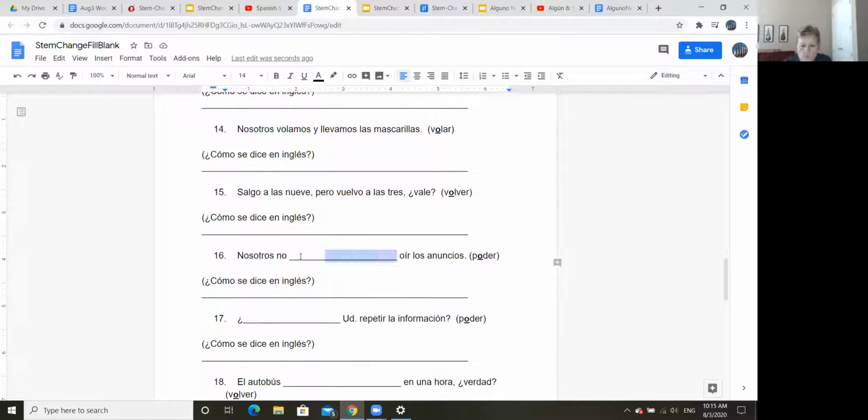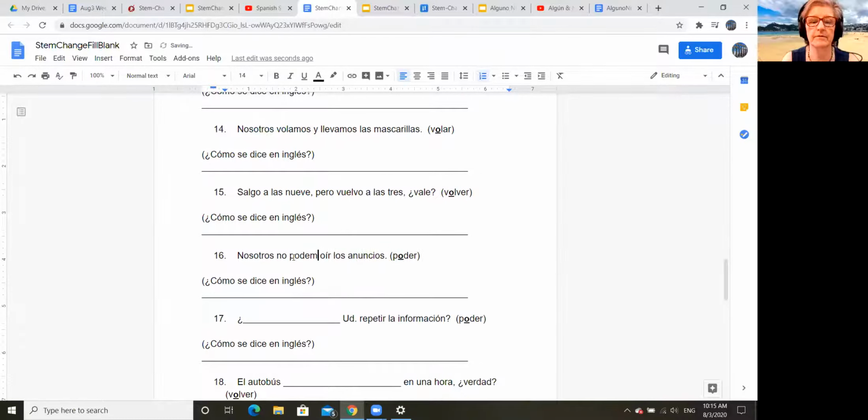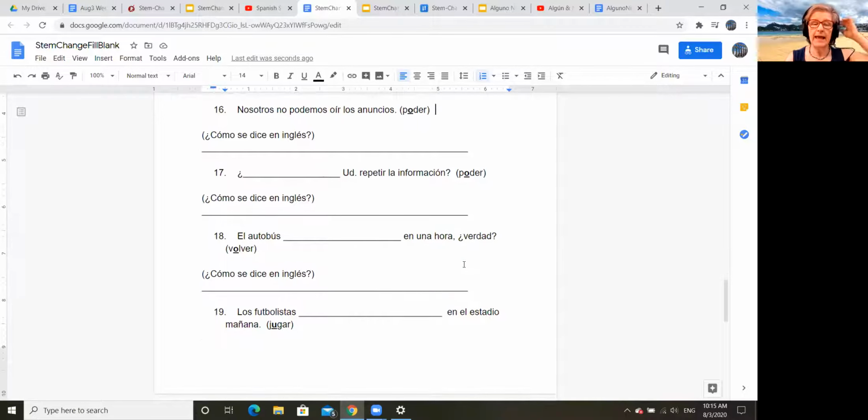Nosotros no podemos oír los anuncios. Exactly. We cannot hear the announcements. Anuncios can also mean an ad, like an advertisement. ¿Sí? No podemos oír. Y podemos aquí, no hay cambio radical. There is no change, right? Because it's the nosotros form. Vale. Unos más. 17.